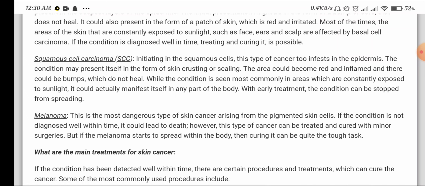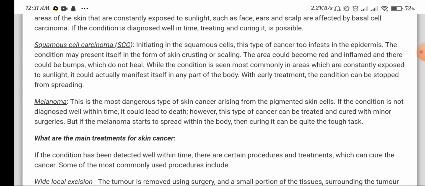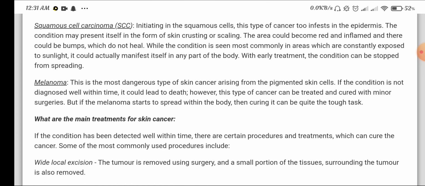Squamous cell carcinoma (SCC). Initiating in the squamous cells, this type of cancer infects the epidermis. The condition may present itself in the form of skin crusting or scaling. The skin could become red and inflamed, and there could be bumps which do not heal. While the condition is seen most commonly in areas which are constantly exposed to sunlight, it could actually manifest itself in any part of the body. With early treatment, the condition can be stopped from spreading.